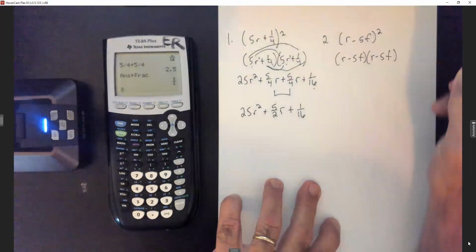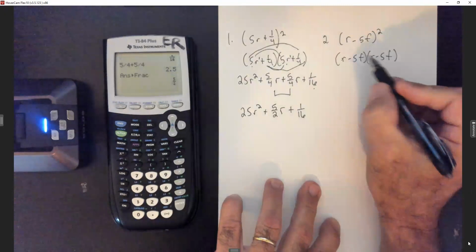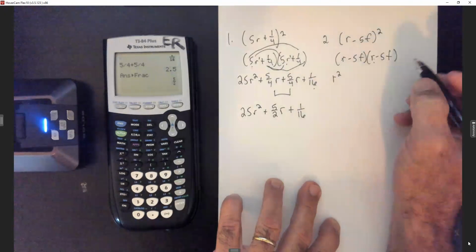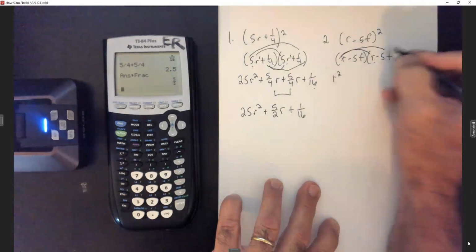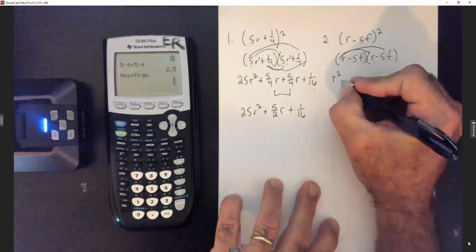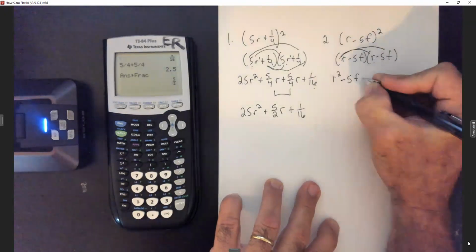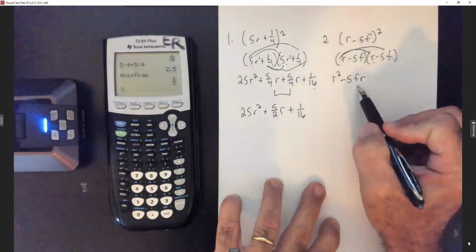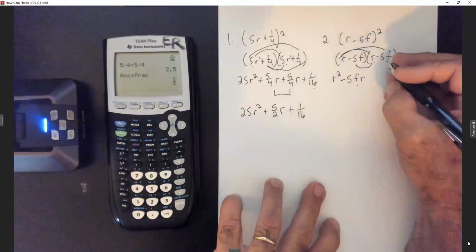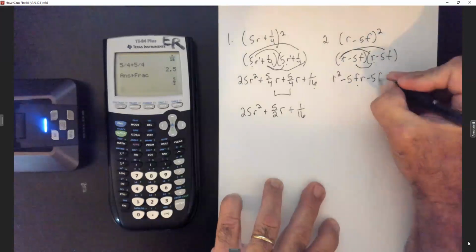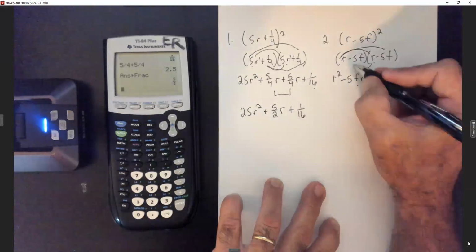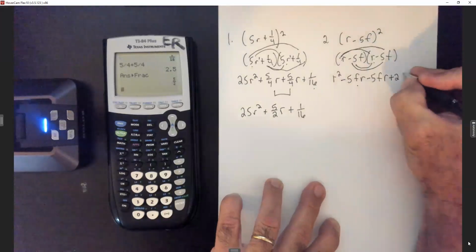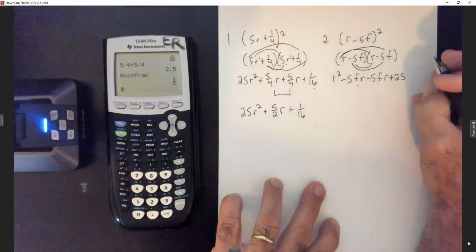And then FOIL it. So r times r, 1 plus 1 is an r squared. Remember, if there's not an exponent, we treat it like a 1. So I did r times r. R times a negative 5f is going to be a negative 5fr. So I just put the letters in alphabetical order. In the middle, negative 5f times r is a negative 5fr. And then at the end, negative 5f times negative 5f is a positive. 5 times 5 is 25. F times f is f squared.